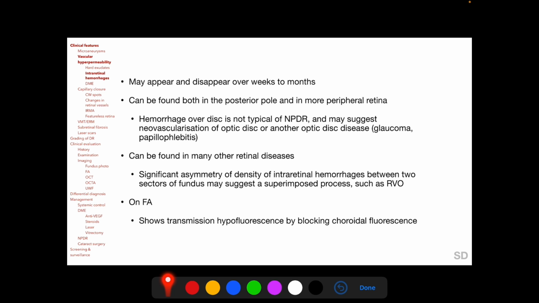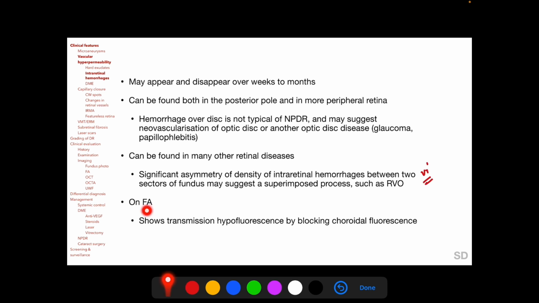Intraretinal hemorrhages can also be found in many other retinal diseases such as retinal venous obstructions, and it is important to remember that significant asymmetry of density of retinal hemorrhages between two sectors of the fundus may suggest a superimposed process such as retinal venous occlusions, for which diabetes mellitus is also a risk factor. For example, if inferior branch retinal vein occlusion occurs in an eye with pre-existent diabetic retinopathy, retinal hemorrhages will be present in all four quadrants, but the density of hemorrhages will be more in the inferior quadrant of the retina as compared to the remaining three quadrants. And this is an important point to note.